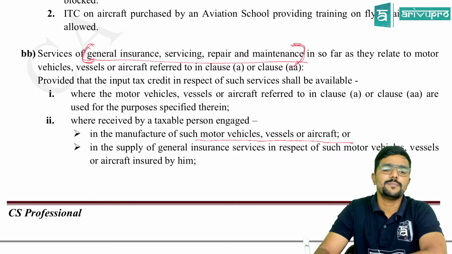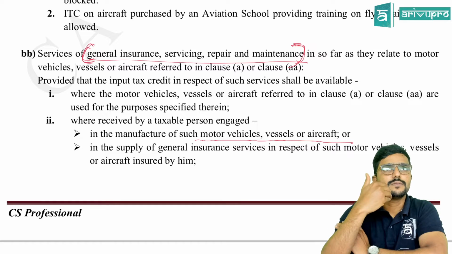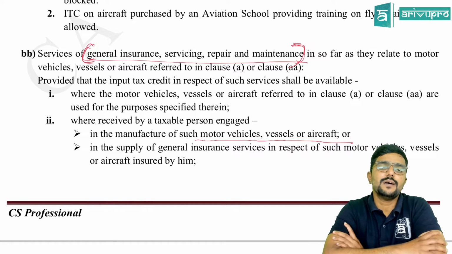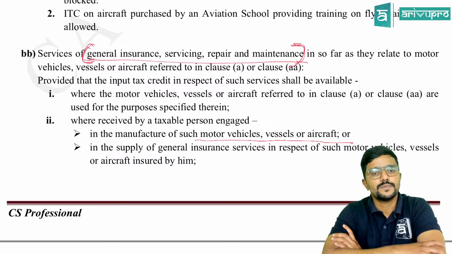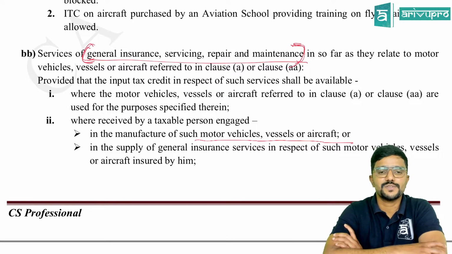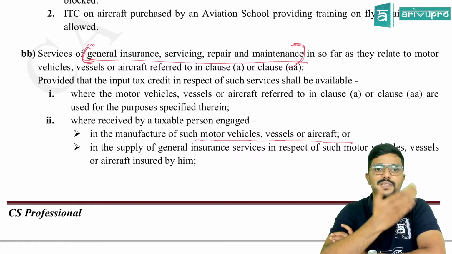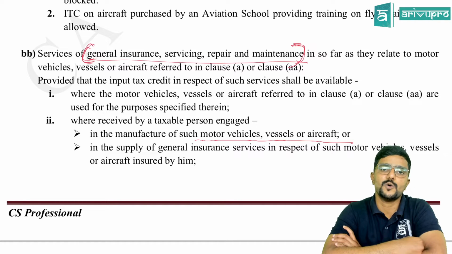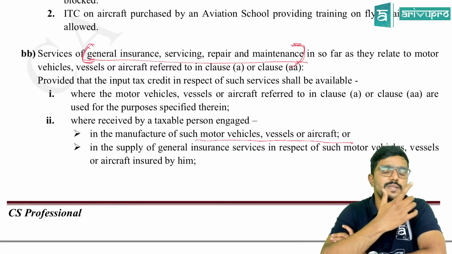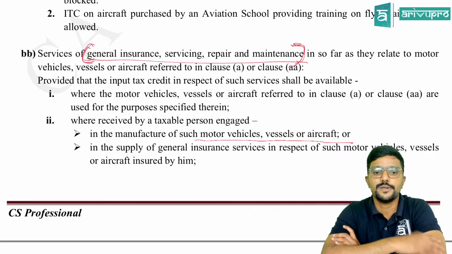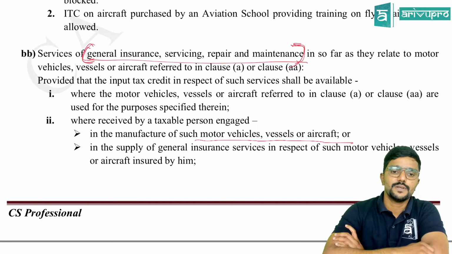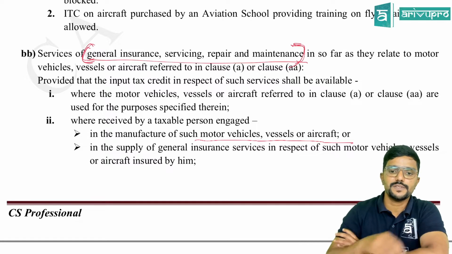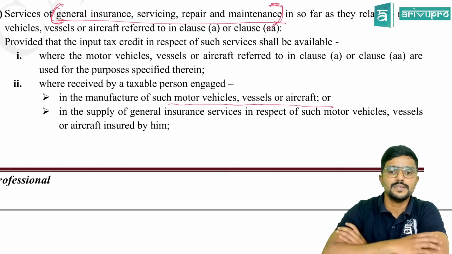Okay. For example, let me give an example. I am Tata Motors. So Tata Motors is manufacturing motor vehicles. Now they have taken some general insurance services or some repairs and maintenance services from others, which is an inward supply for Tata Motors. Can they claim the credit of tax whatever they have paid on this inward supply of services? Yes, because they are the manufacturers. Clear?